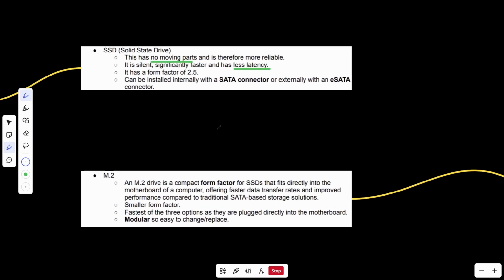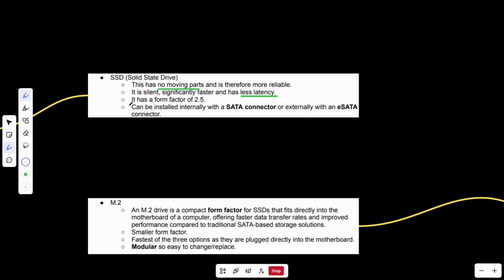And look, the last one generally has a form factor of 2.5, and it can be installed internally with a SATA connector or externally with an eSATA connector as well. So like I said, storage drives generally are connected through SATA or eSATA, and the difference there is eSATA is just on the outside, but we'll talk about that more later.